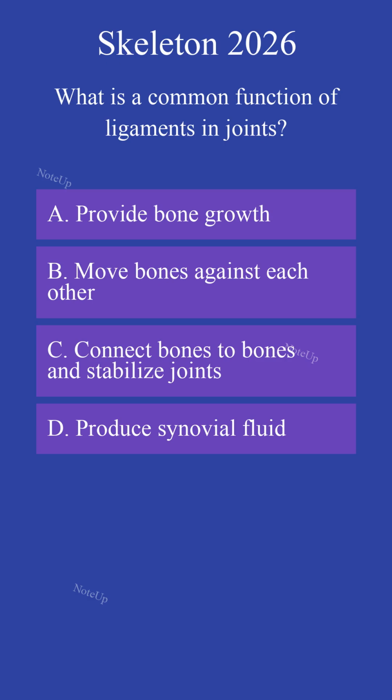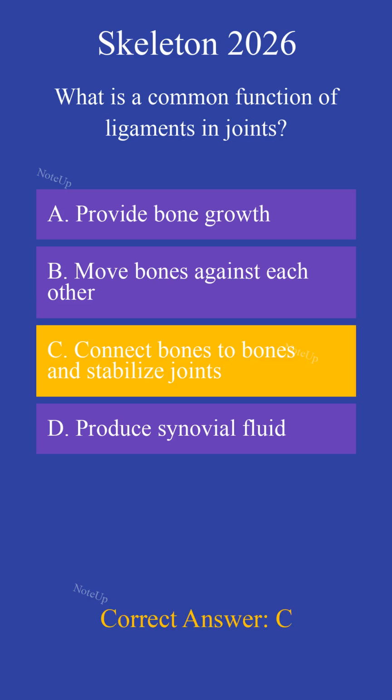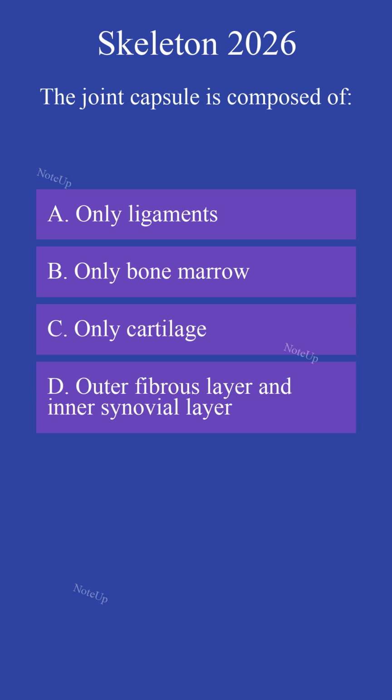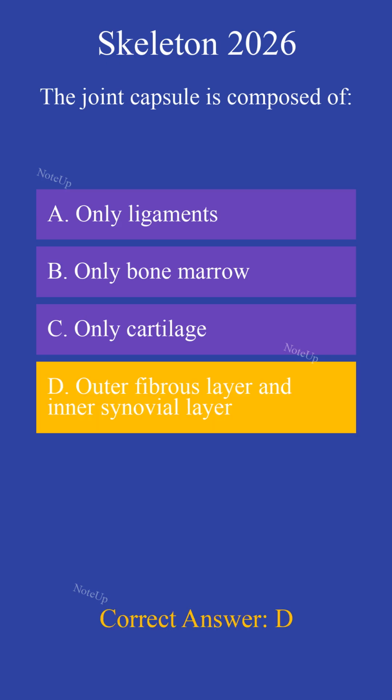What is a common function of ligaments in joints? The correct answer is C. Connect bones to bones and stabilize joints. The joint capsule is composed of? The correct answer is D. Outer fibrous layer and inner synovial layer.